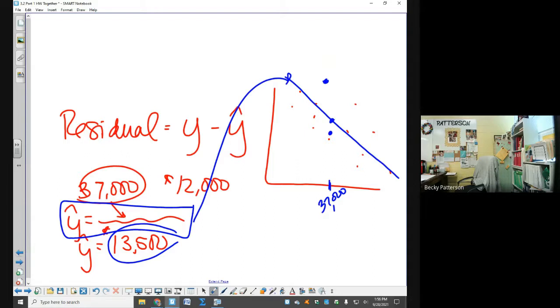Big positive. Yep. Tell me about that truck. It's in really good shape, or it's in really high demand. Yep, because it sold for much more than it was predicted. All right.